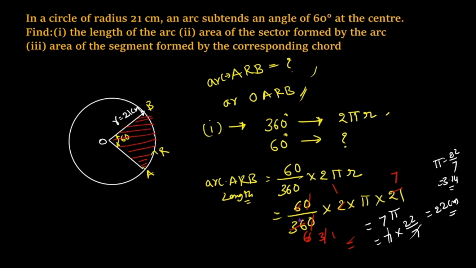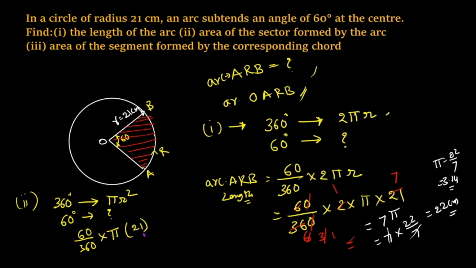Now the second question, what do we need to find? We need to find the area of the sector. This sector, right? So how do you calculate the area of the sector? For 360 degrees, the area of the circle is pi r square. For how many degrees do you need the area? For 60 degrees, it's simply 60 by 360 into pi r square. So pi into 21 square. So this is pi by 6 into 21 into 21.